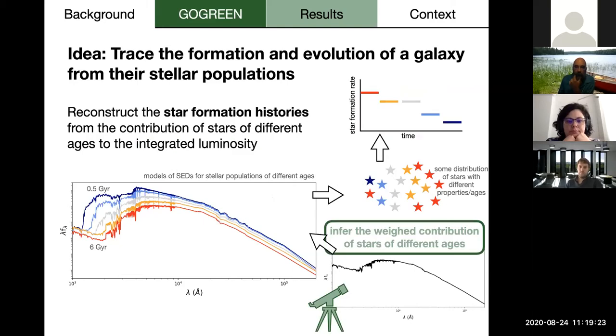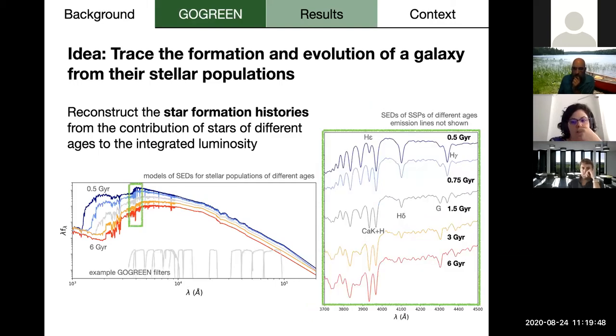So the idea is, from this integrated luminosity, to infer the weighted contribution of all of the different stellar populations that make up a galaxy and try to reconstruct the star formation history of that galaxy. So if you have an integrated luminosity that more reflects an older stellar population, you know that the bulk of its star formation was at early times. And this comes in handy because there are differences in the SEDs over time.